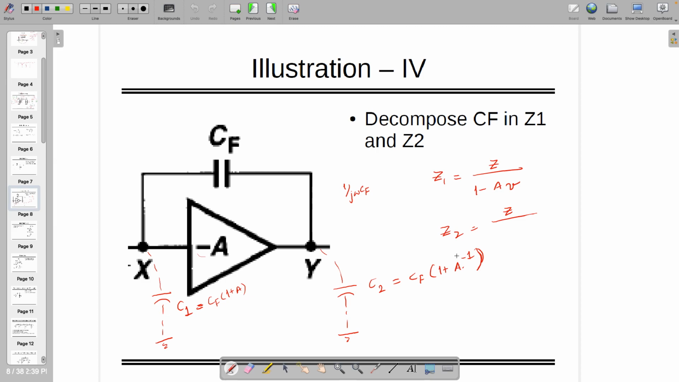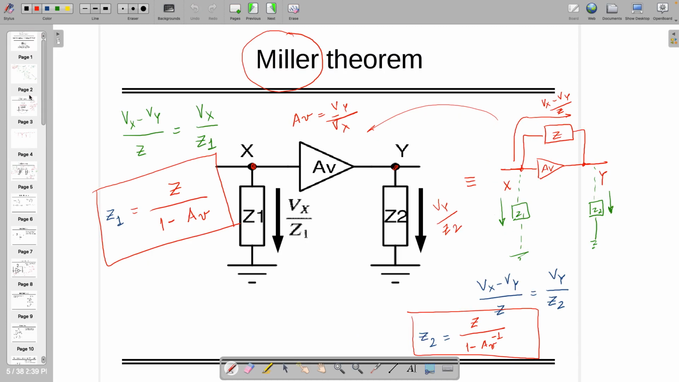Okay, so when we assume current from x to y, we take Vx by the impedance, and to calculate Z2 we assume current from y to x. In the original circuit, the current goes from y to x when calculating Z2. Yes, because then, yeah, you are right. That was the mistake from my side. Then here, now this is fine.